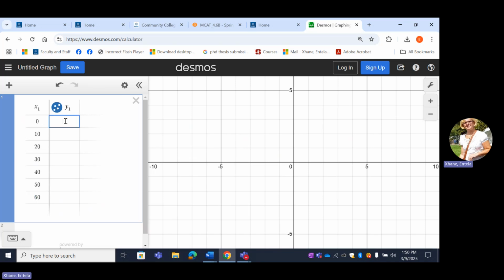Now, what's going to happen to y1? You're not going to enter the entire population. Let's say I selected a country that has a population in millions. You're not going to enter millions because that's going to complicate the graph. But what you do is you omit the word million. Let's say the population is 4 million. So you're only entering 4.